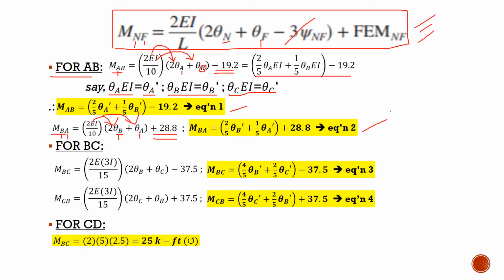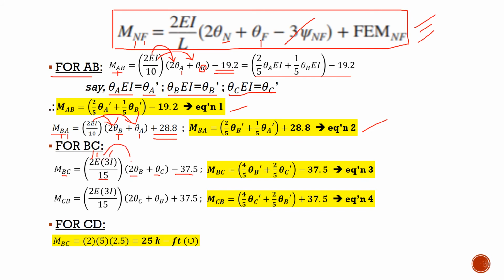Okay, next for BC. So for BC, 2EI, take note guys, we had 3I earlier. So we reflect on 3I. Don't forget that, because if you forget the 3, it is already wrong. So 3I, then 15 over the length. Then 2 theta B, which is the near end, plus far. Then minus the FEM, negative 37.5.